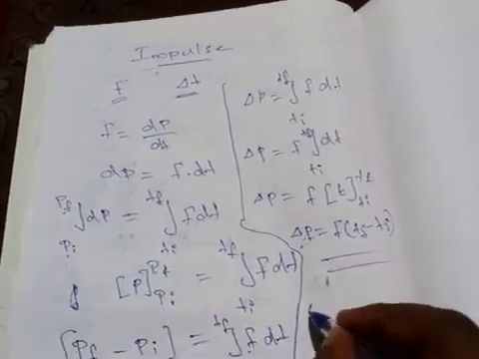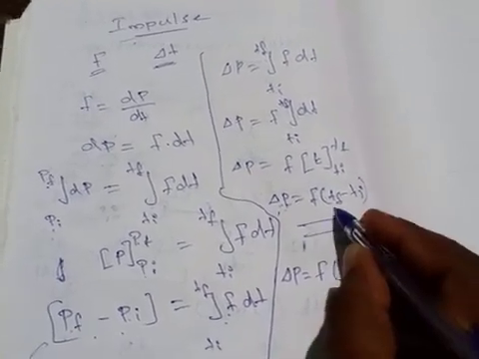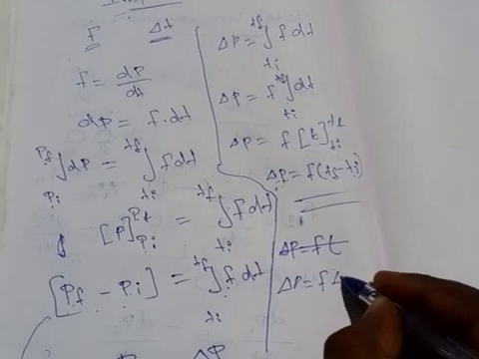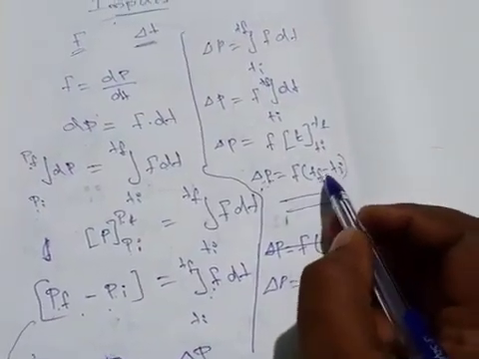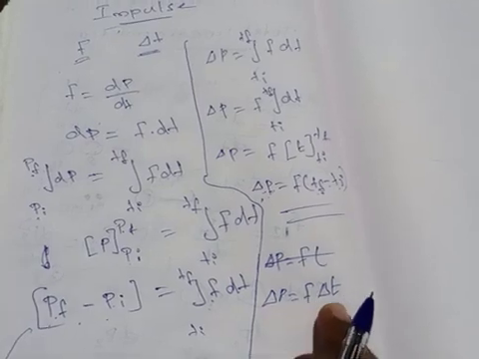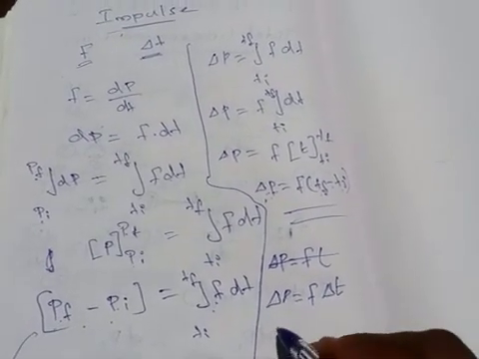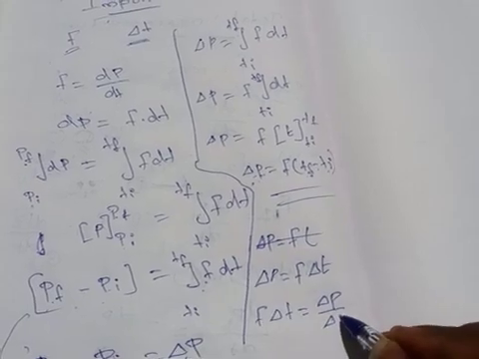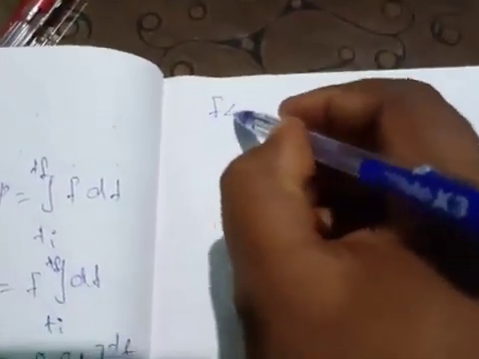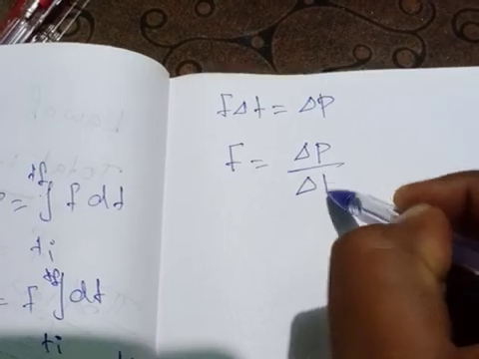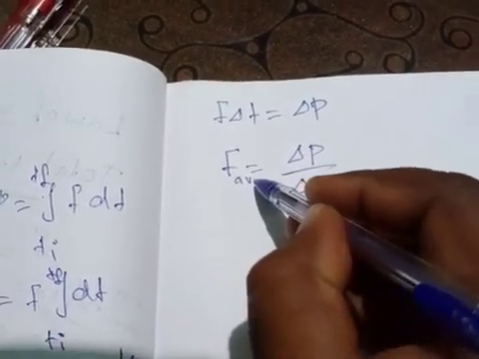You can write delta P is equal to F into Tf minus Ti, where Tf and Ti are the final time and initial time. So there is a change in time, which we write as delta T. So delta P is equal to F delta T. So from this equation I can write F delta T is equal to delta P. Next page I am writing. F delta T is equal to delta P. From this, F is equal to delta P by delta T. So this is the average force.